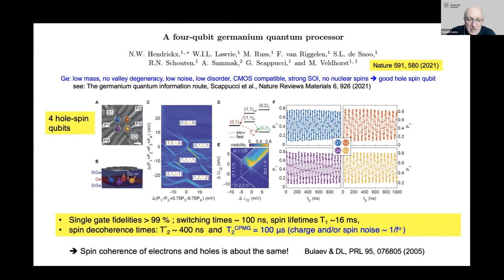So this kind of experiments then established definitely that the spin coherence of holes and electrons are about the same as predicted in earlier theories.